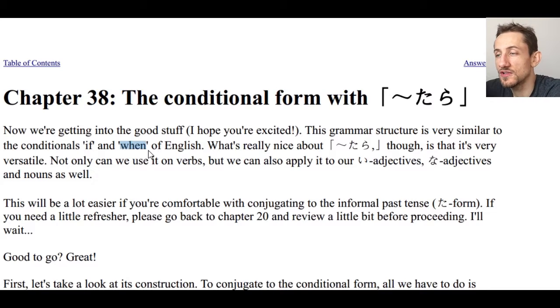And this structure is really useful, really important, because not only can we use it with verbs, but we can also apply it to our i-adjectives, na-adjectives, and even nouns. So mastering this simple conjugation will really help you expand your Japanese. So without further ado, 始まりましょうか.